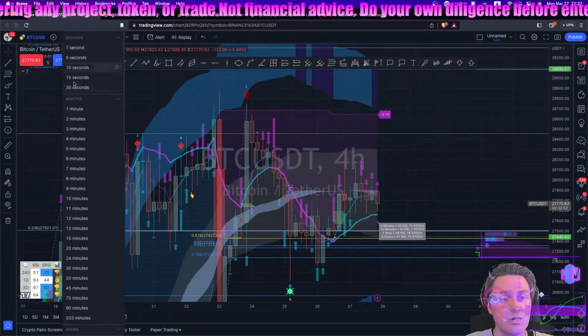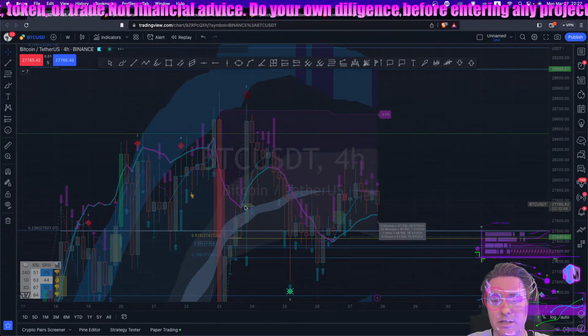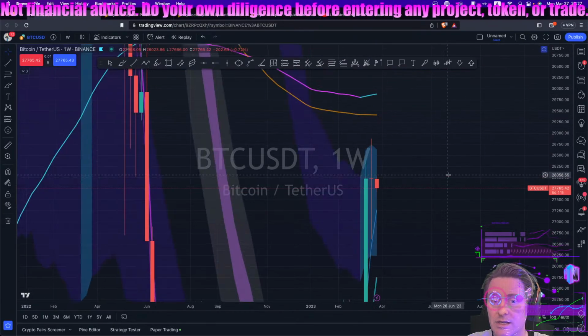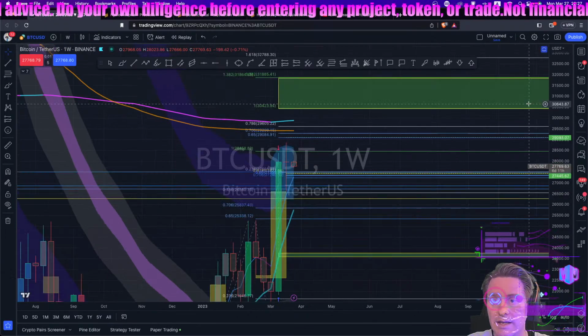So let's go to higher time frames and do a breakdown from the higher time frame, shall we? Because the weekly and the 2-week and the 3-week, I believe, closed in a way. So let's look at how that played out.